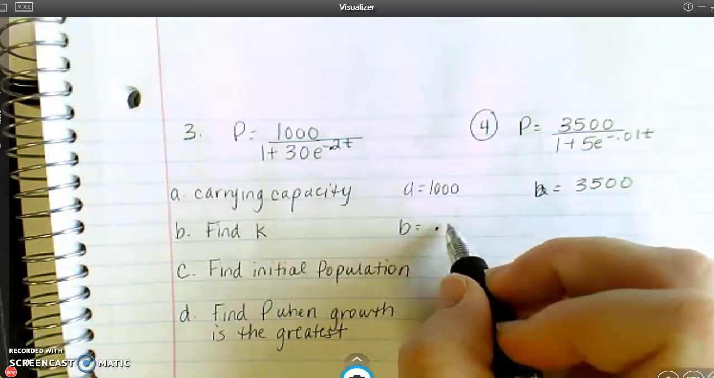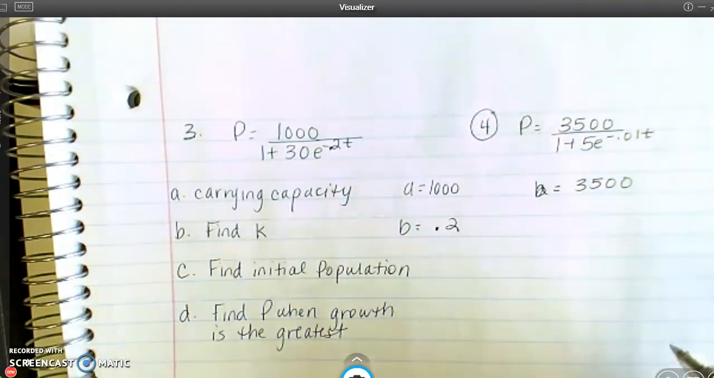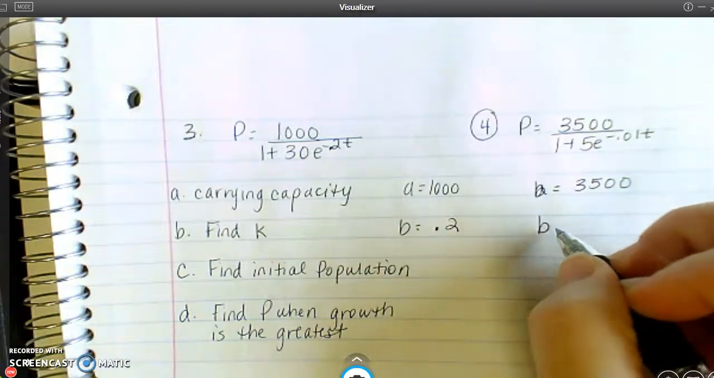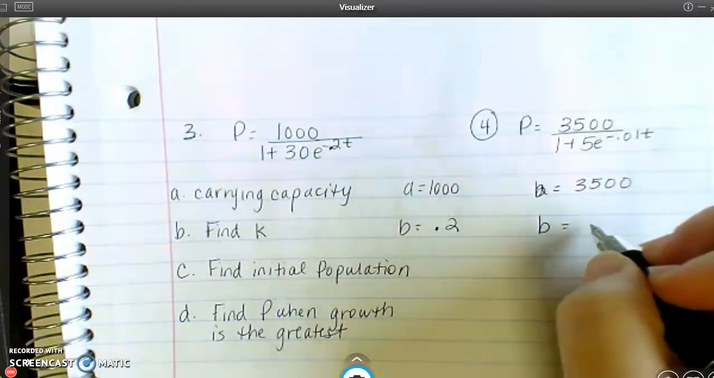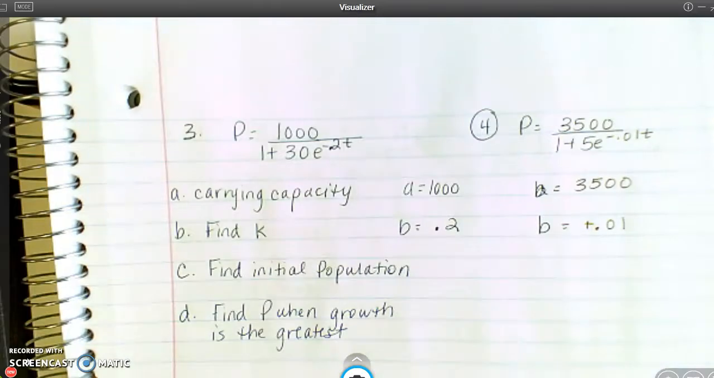K is the number with the power of e. So it's 0.2. It's not negative because the negative is just part of the equation. So in number 4, it's 0.01. K is always the positive value, because when you plug it in, it becomes negative.